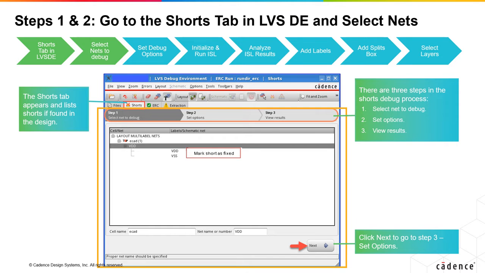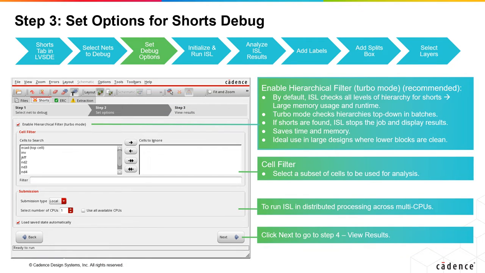name or net number. The second step of short debug process allows you to define options on the basis of which the debugging should be done. Let us look at various options in this step. By default, ISL checks all levels of hierarchy to find shorts. For large designs and nets, it may lead to large memory usage and runtime.